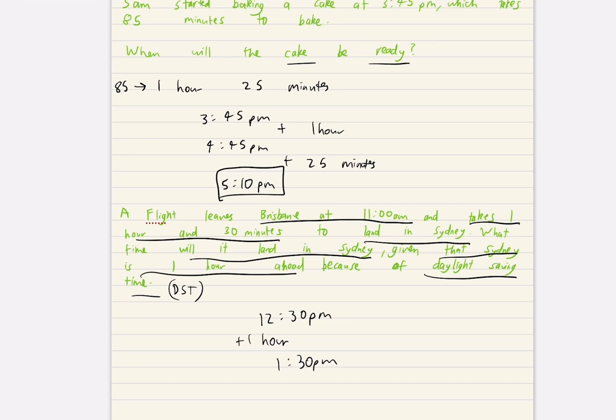Or similarly, if we do the daylight savings at the start of the question, we can say that if the flight leaves Brisbane at 11 a.m., that's the same as leaving at 12 p.m., so at midday. Then the flight takes an hour and a half, so we add 1.5 hours and we get 1:30 p.m. So they're both the same, whether you take into account the daylight savings at the beginning or end of the problem. Your final answer there is 1:30.